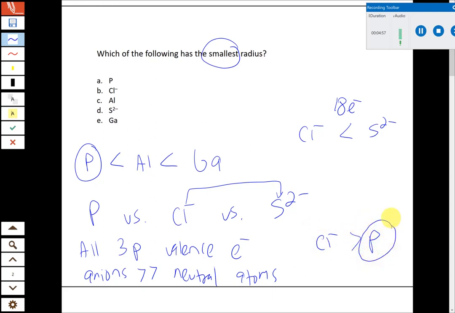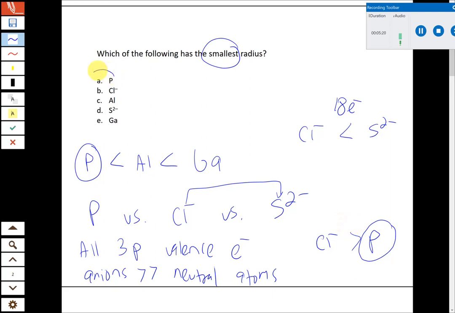And if you look at the real numbers, you don't have to look these up for this problem, but phosphorus has a radius of like 110 picometers and Cl minus is like 184. So just adding one extra electron to the outer valence subshell has a huge effect on the radius. And so anytime you're comparing anions with neutral elements, if they're in the same subshell, the anions are going to be much larger than the neutrals.